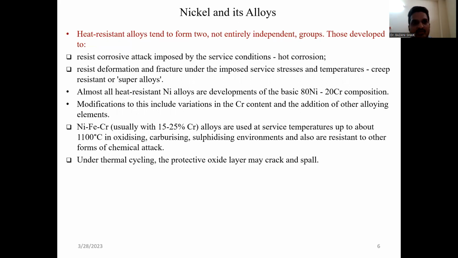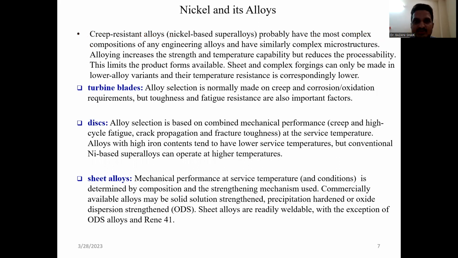Coming to nickel, iron, chromium alloys, usually with 15 to 20% chromium, they are used at service temperatures up to about 1100 degrees centigrade in oxidizing, carburizing and sulfidizing environments, and are also resistant to other forms of chemical attack. Under thermal cycling, however, the protective oxide layer may crack and spall.